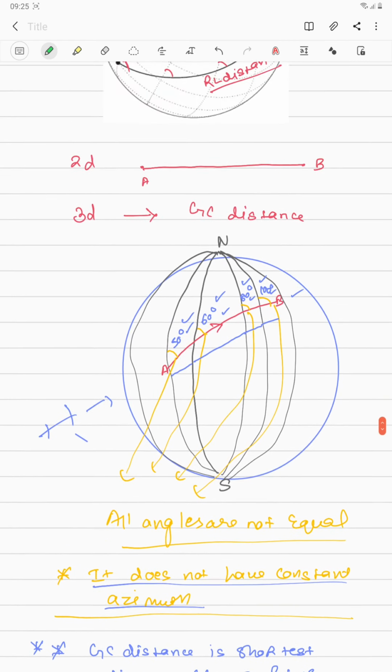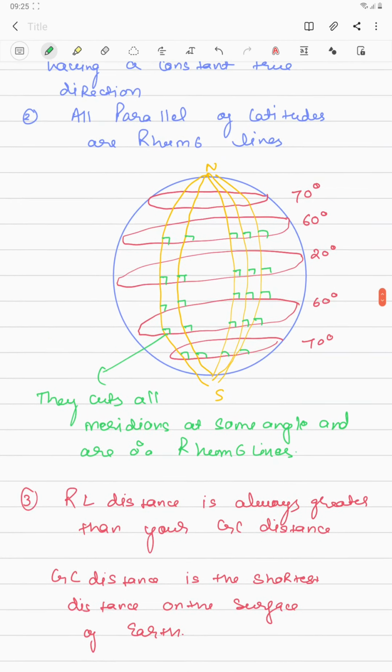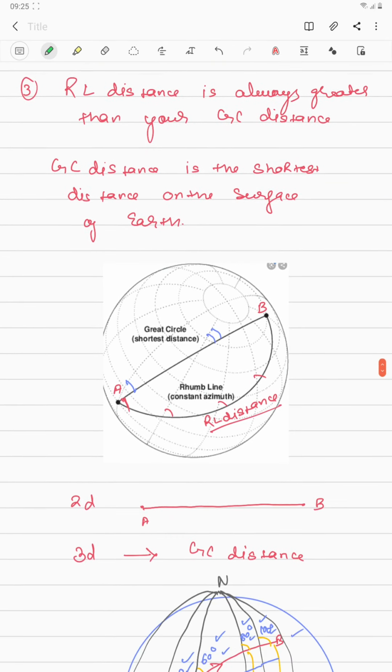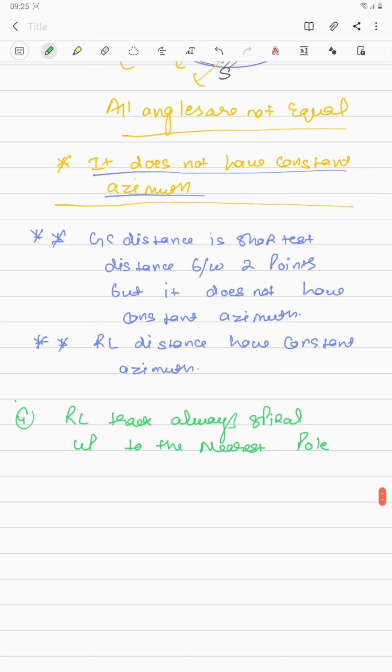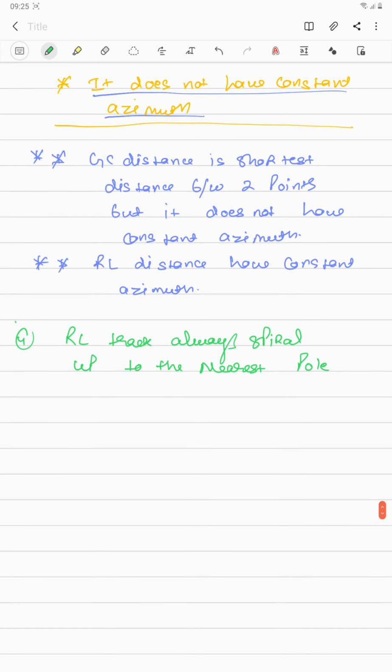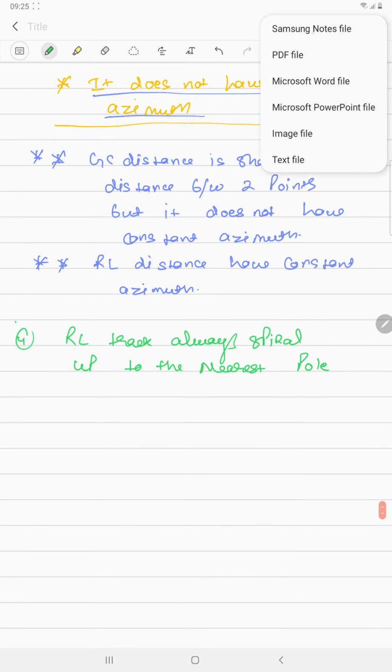So I want you to fill up the notes like I am doing out here. And if you don't understand anything, please comment in the comment section box and I will try my best to solve your doubt. So rhumb lines always spiral up to the nearest pole. So what do we mean by this?